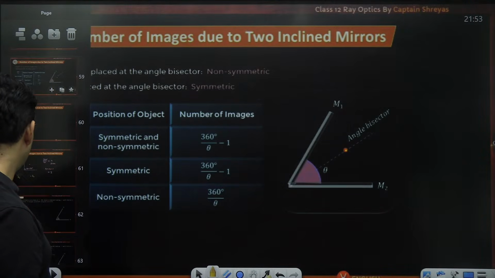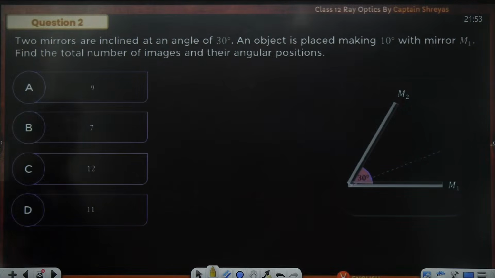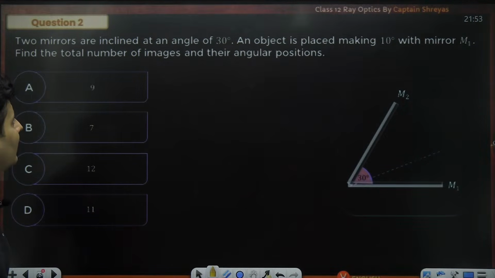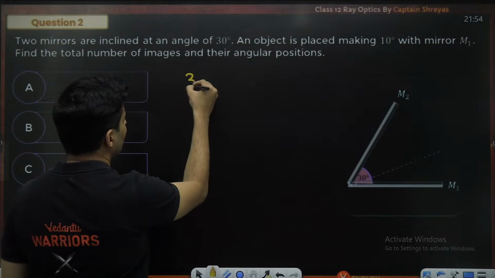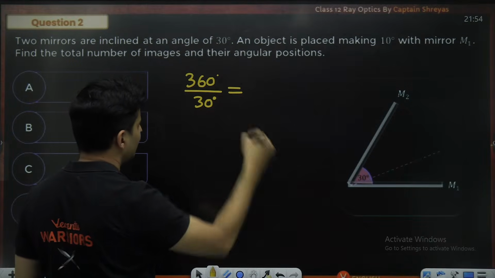Now let's take another example, maybe this one over here, and see what the answer should be. Two mirrors are inclined at an angle of 30 degrees. An object is placed making 10 degrees. Find the total number of images. Okay, first do 360 degrees by 30 degrees. How much will it be, guys?